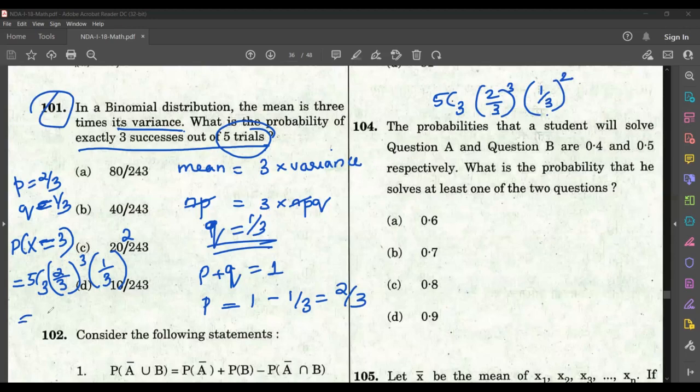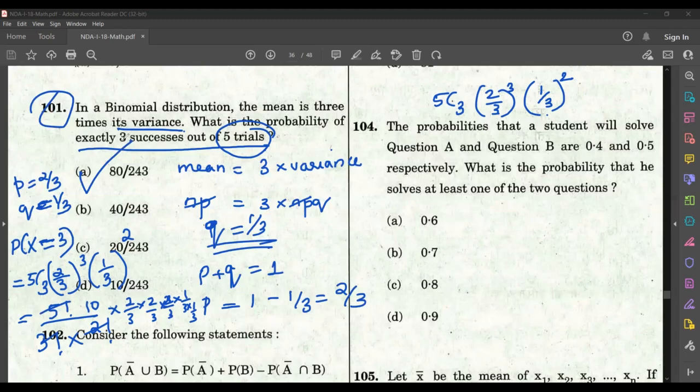What do you get? So 5C3 is 5 factorial by 3 factorial into 5 minus 3, that is 2 factorial, into 2 by 3 cube. 2 by 3 cube is 2 by 3 into 2 by 3 into 2 by 3, into 1 by 3 into 1 by 3. So this will become 5 into 4, that is 20, divided by 2, that is 10. So 10 into 2 into 2 into 2, that is 80 divided by 243. Answer is 80 divided by 243.